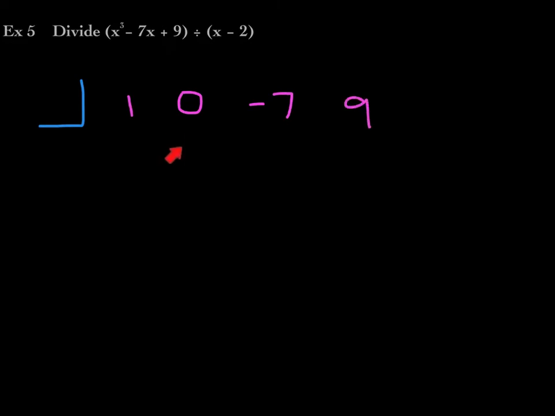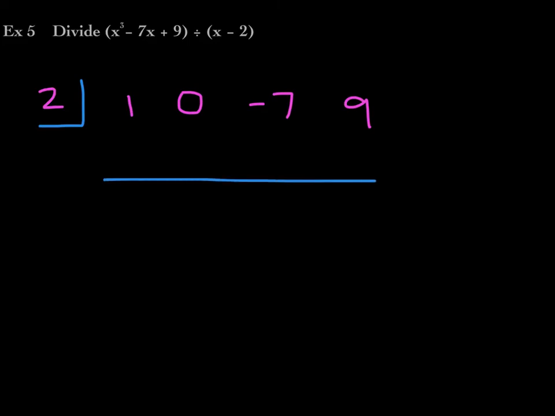It's very important that you put a 0 here. If you don't put a 0, it's going to be all wrong. This 0 is for the squared term that is missing from your dividend. Now remember, the number that goes out here is the opposite of what you see in your divisor. So because you see x minus 2, I will put a positive 2 out front. All right, so let's use synthetic division. Do you remember the process?